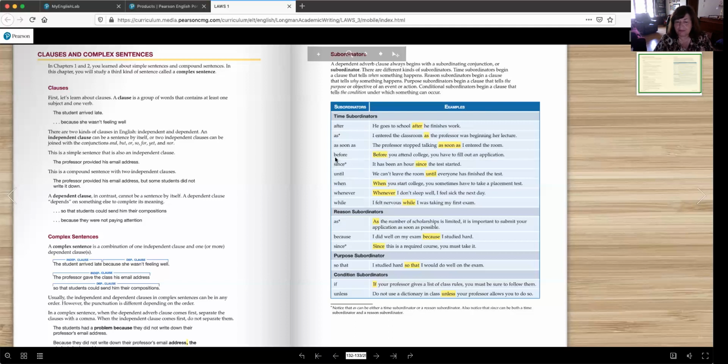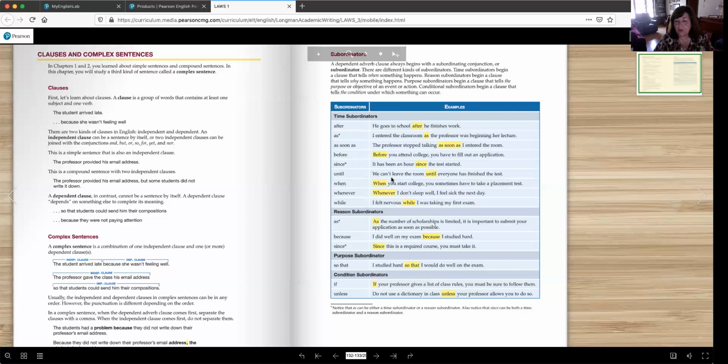Before you attend college, you have to fill out an application. Before tells when. Since, and since is one of the words that can also be used down here. Okay, we'll talk about that when we get there. It has been an hour since the test started. This is telling you also when. So the test started an hour ago, okay?